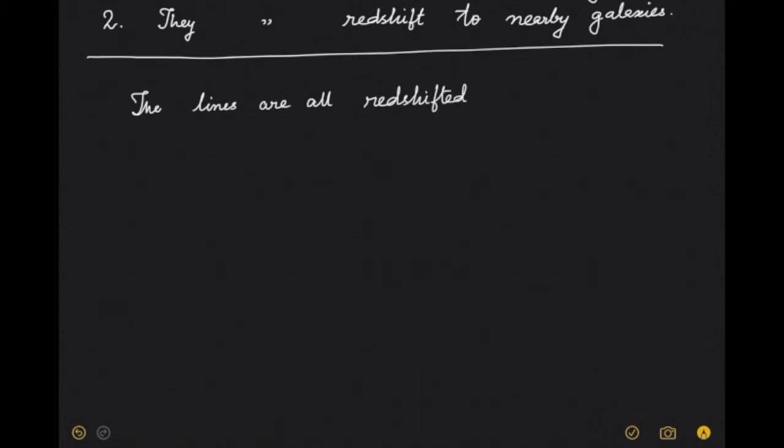What do I mean by redshift? If I consider that the lines are observed at a wavelength of lambda observed, and the original wavelength of the line when it was emitted is lambda emitted, then the lambda observed is more than lambda emitted, and the redshift is defined this way. So that's the definition of the redshift.